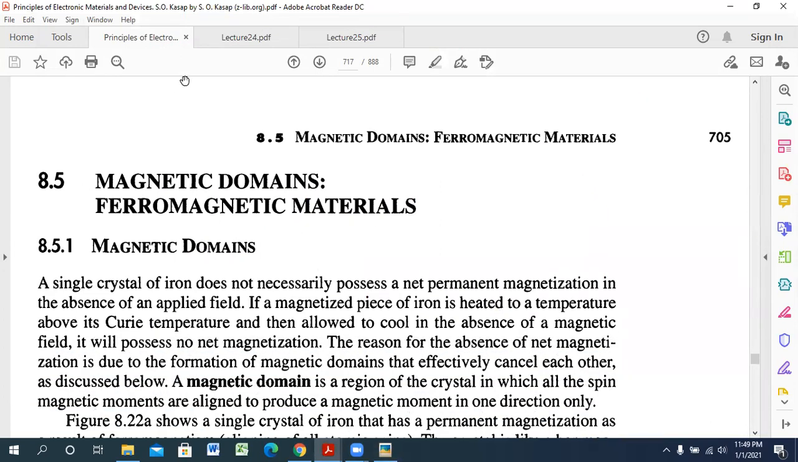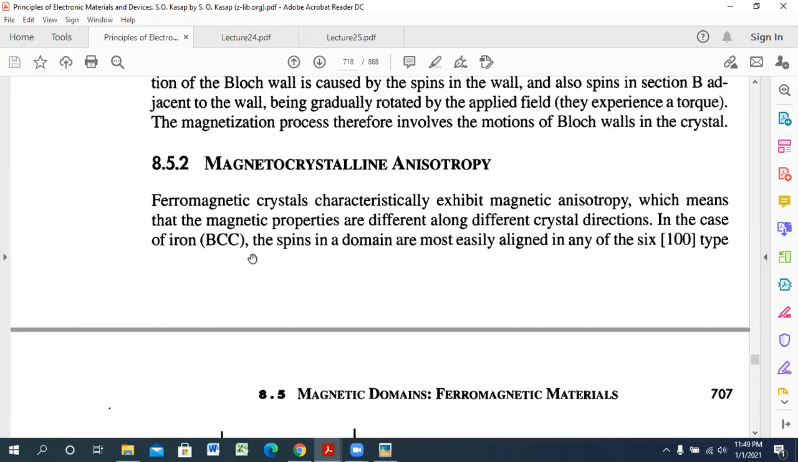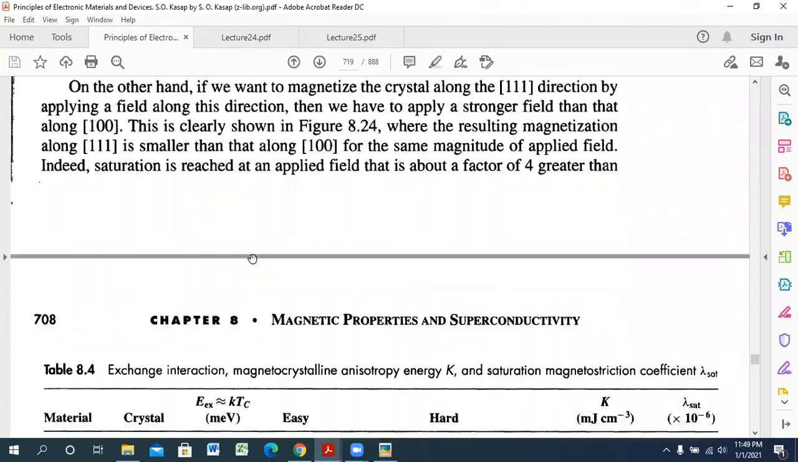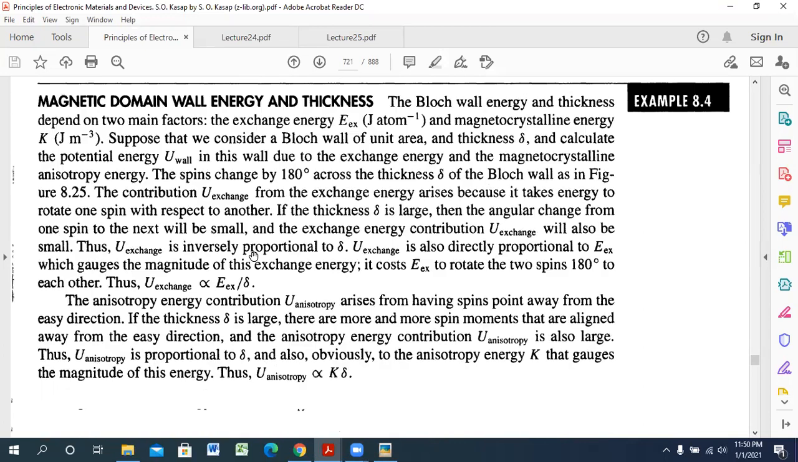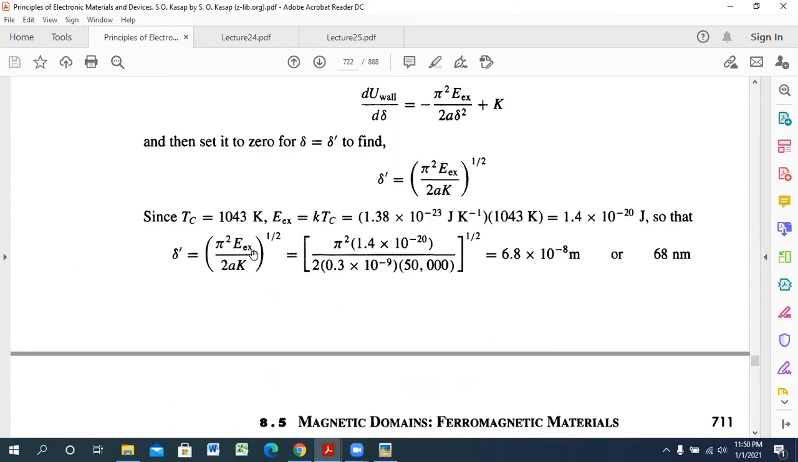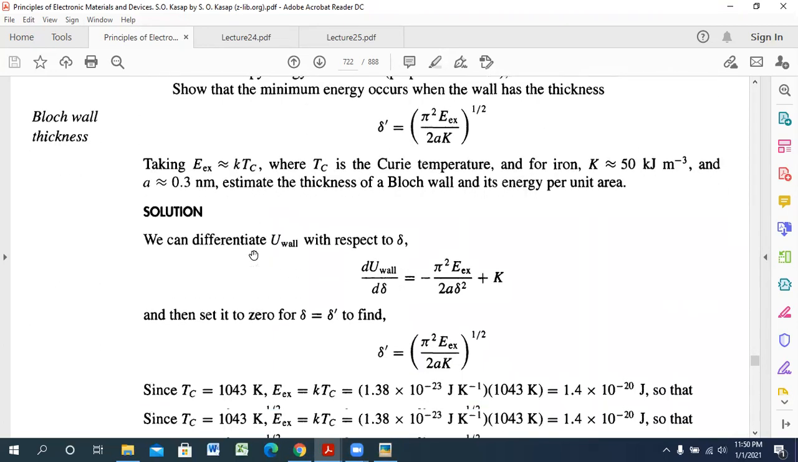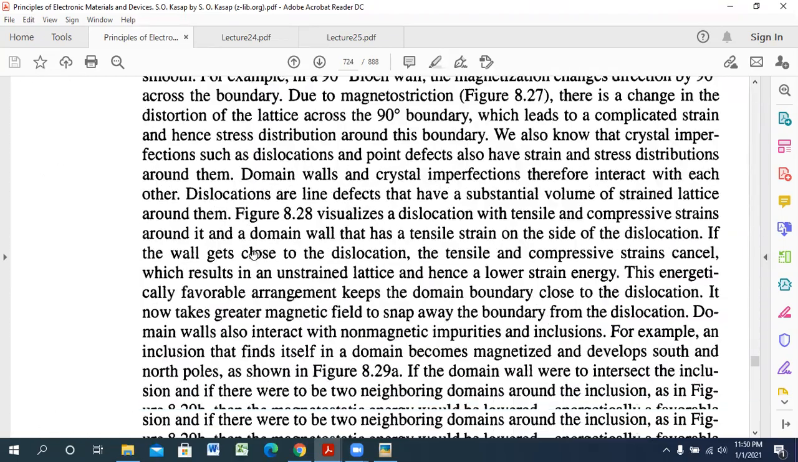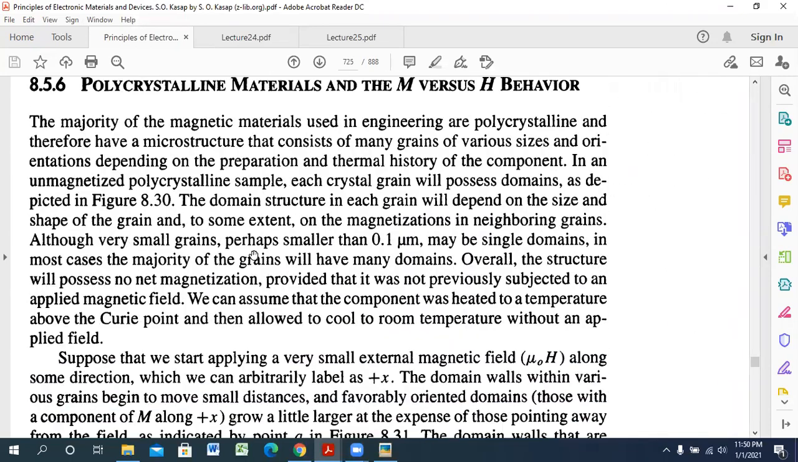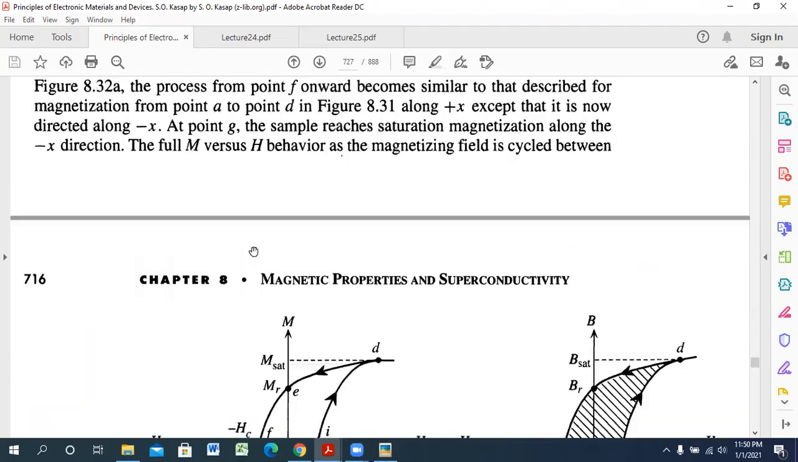I have also shown this magnetic domain in the lecture notes of the great professors. You can also go through these things. Then the magnetic anisotropy. Okay. So try to solve the numerical problems. No need to go through this sort of thing, because this one is not included in our syllabus.